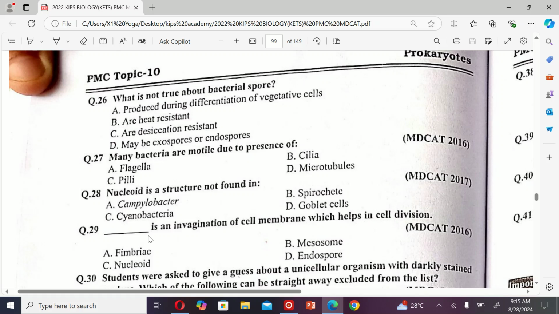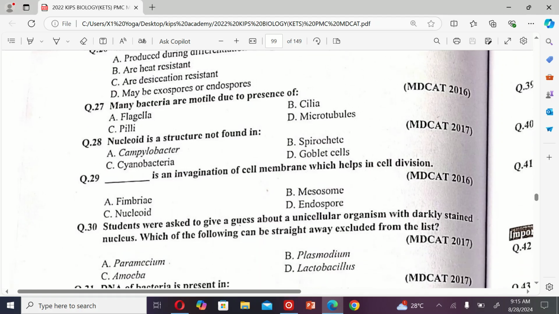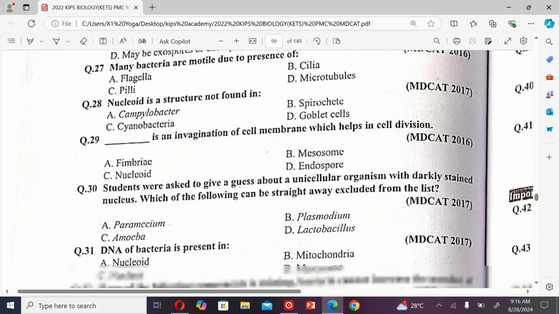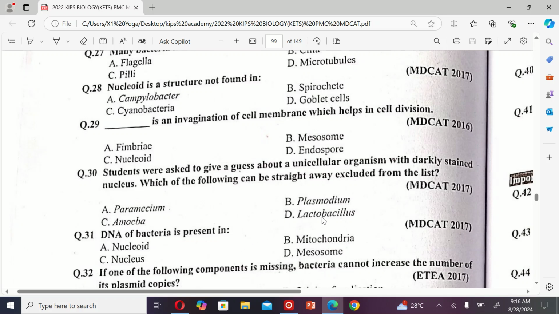The next MCQ is: dash is an invagination of cell membranes which help in cell division. A. Fimbriae, B. Mesosomes, C. Nucleoid, and D. Endospores. So the correct option is B. Mesosome. The next MCQ is: a student was asked to give a guess about a unicellular organism with darkly stained nucleus. Which of the following can be straight away excluded from the list? A. Paramecium, B. Plasmodium, C. Amoeba, and D. Lactobacillus. So the correct option is D.